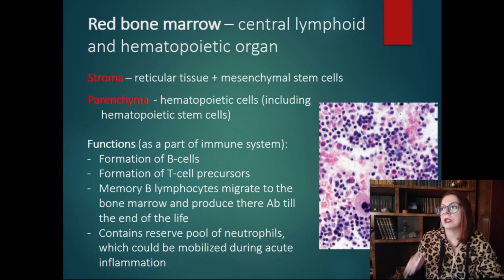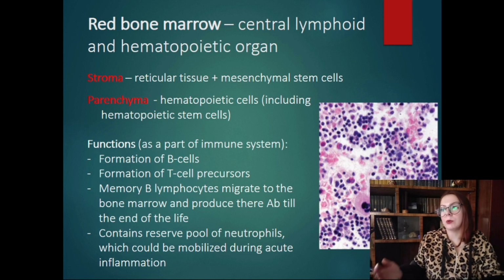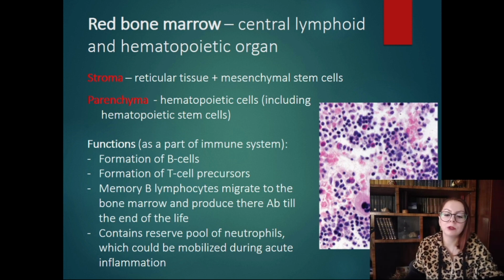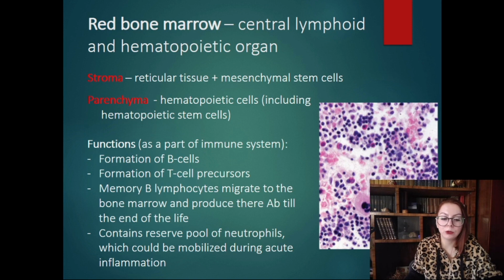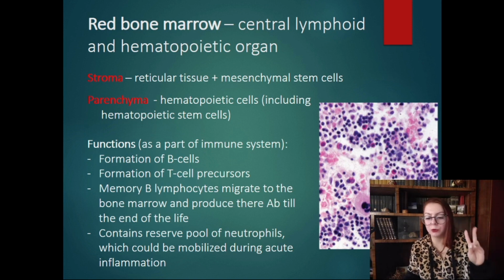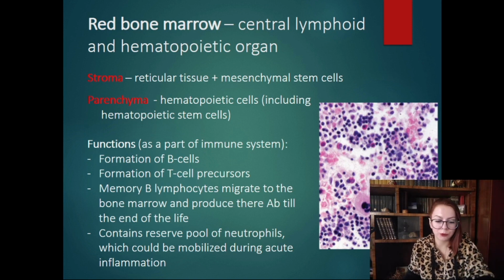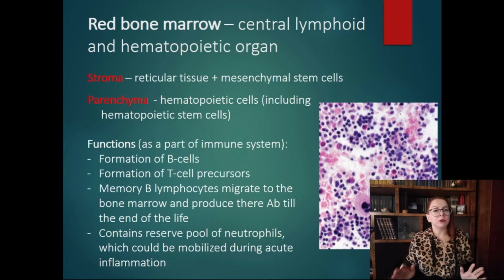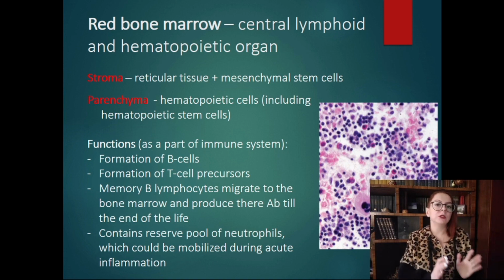Okay, we know that some neutrophils are associated with the blood vessels wall, some of them are fixed in the red bone marrow, and both could be mobilized to the bloodstream immediately in case of acute infection. So there are two storage of neutrophils. Okay, this is as for the red bone marrow and its function in immunity.